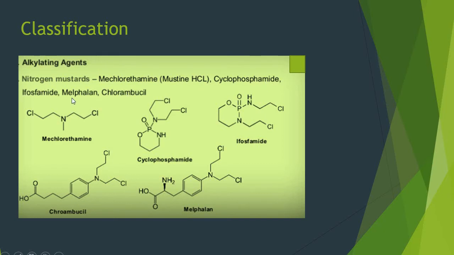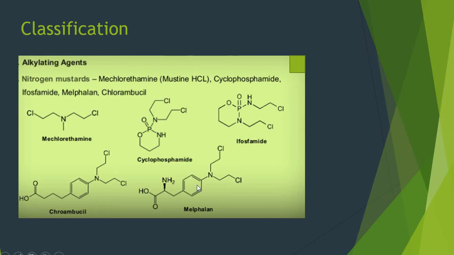cyclophosphamide, ifosfamide, melphalan and chlorambucil. These are the structures. Mechlorethamine is the aliphatic nitrogen mustard. We can say that it is the first nitrogen mustard and it is highly reactive, and hence it is limited in use nowadays. Nowadays only aromatic nitrogen mustards are more in use because they are more stable in nature.